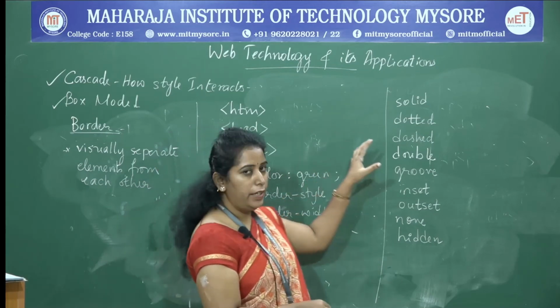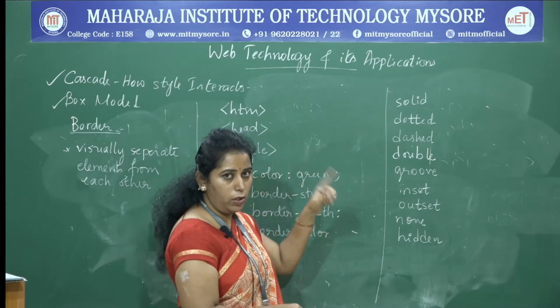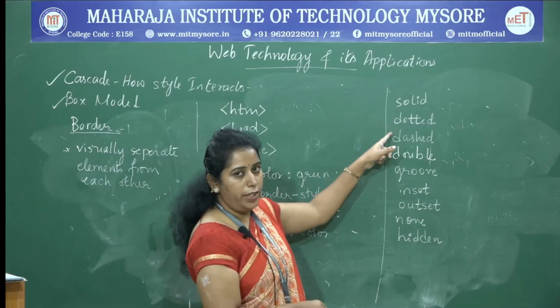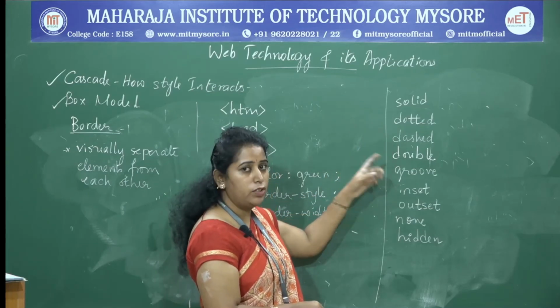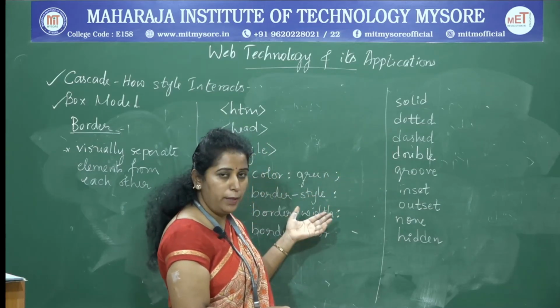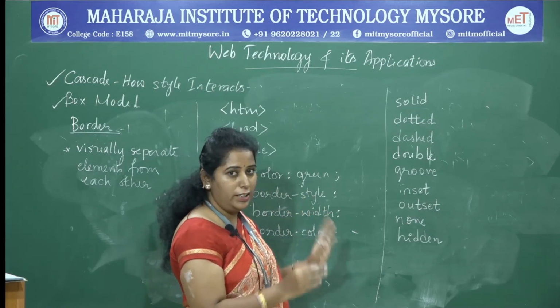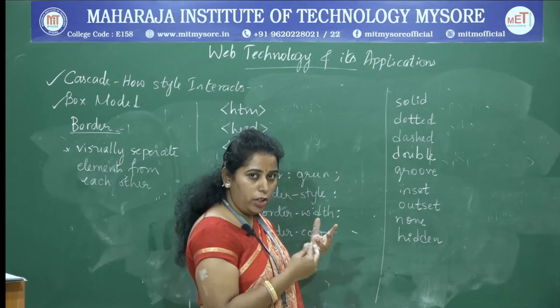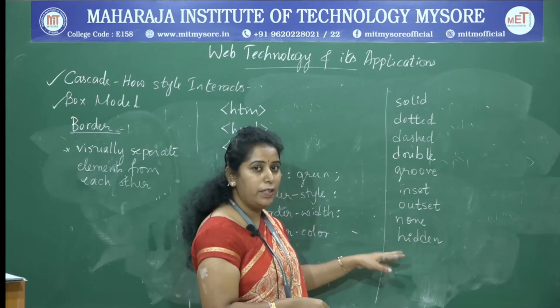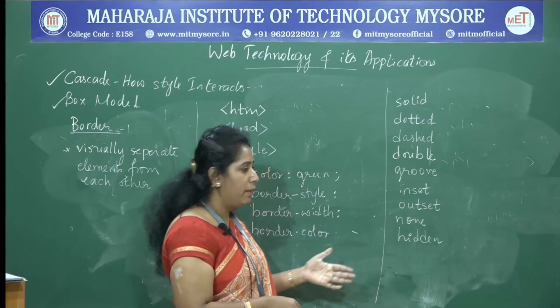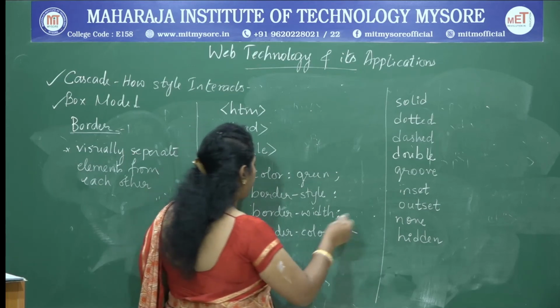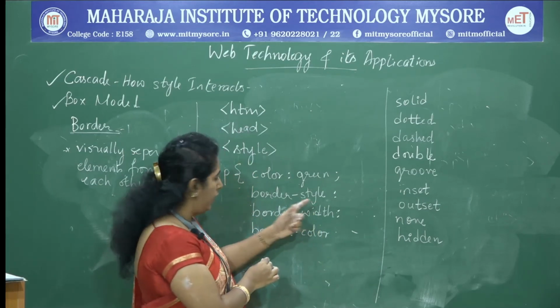So when you use solid, the border will be of solid type, likewise dotted, dashed, double. By making use of different types of border style in your code, you can notice changes. None means you are not setting any border at all. Hidden means it will be hidden in the background. So this is all about border style.